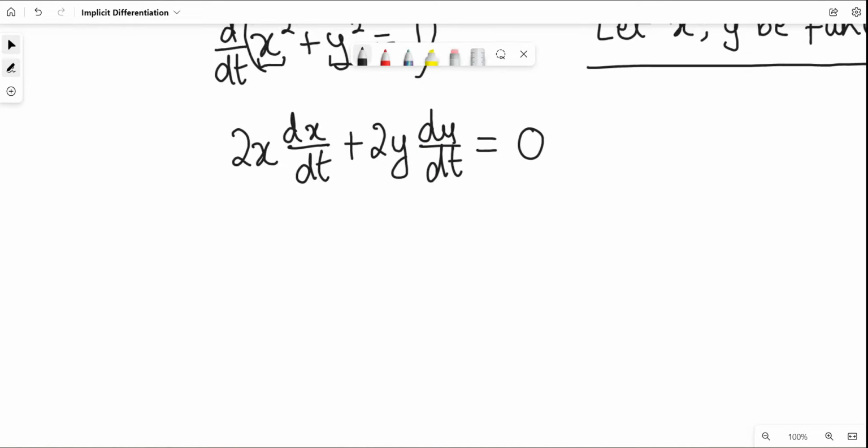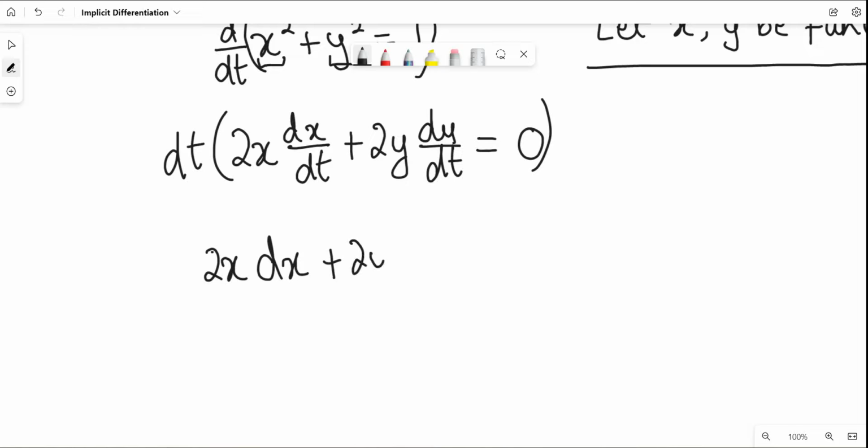It's just multiplying dt on both sides, because the 0 cancels out everything. So we multiply dt on everything, and we have 2x dx plus 2y dy equals 0 again, because 0 times dt is 0. And now we have only dy and dx, so we can rearrange to get dy over dx.